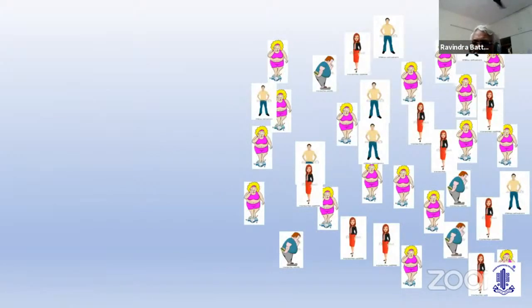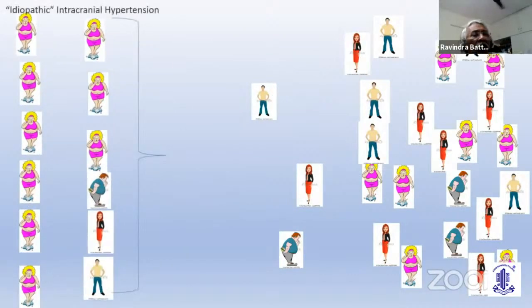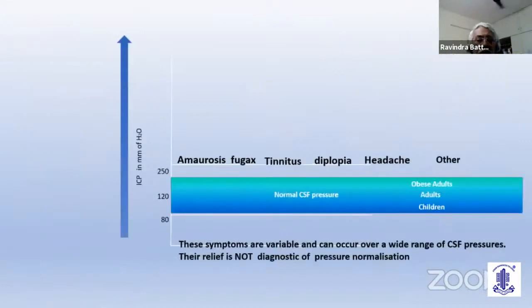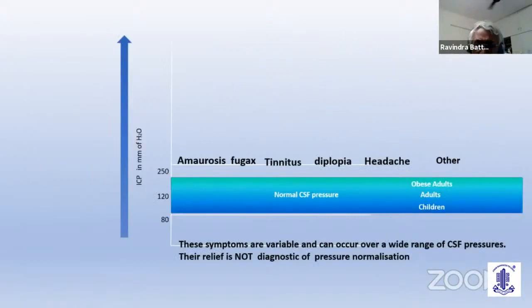Looking at the terminology, I'm going to specifically restrict myself to IIH, idiopathic intracranial hypertension, which follows a very typical phenotype. And you're seeing that most of our patients here are obese women in their reproductive years, and they follow a typical pattern of visual loss and lifestyle.